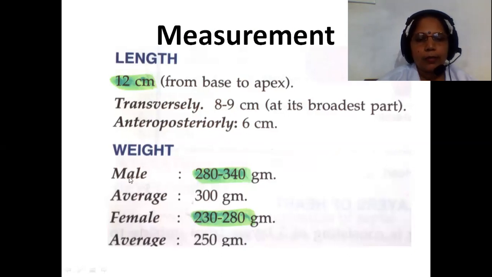Then what is the weight of the heart? Weight in male, 280 to 340 gram, average 300 gram. In female, 230 to 280 gram, average 250 gram. Again, I would like to explain here: this question will be asked in the Viva as well as in the spotting. Spotting question will be asked: identify the given organ and write down the measurement or weight of the heart in male and in female.